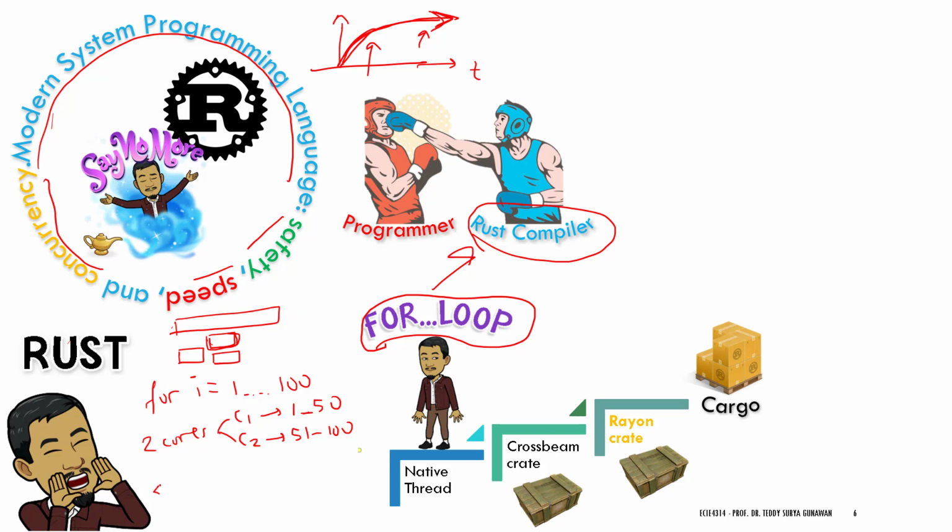If you have four cores, the same thing. Now you can divide into four cores: C1, C2, C3, C4. You can split 1 to 25 here, 26 to 50, 51 to 75, and 76 to 100. So you can see from here, Rust has at least three methods, and you can have more using native threads. So by design, you have safe concurrency.